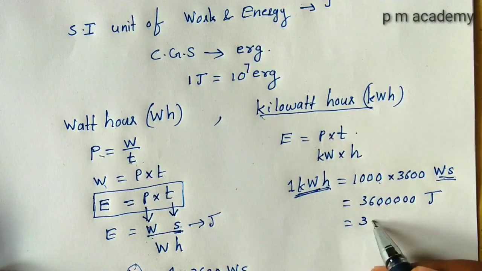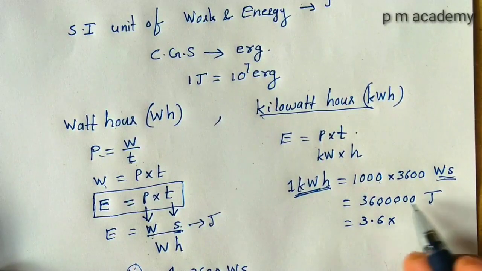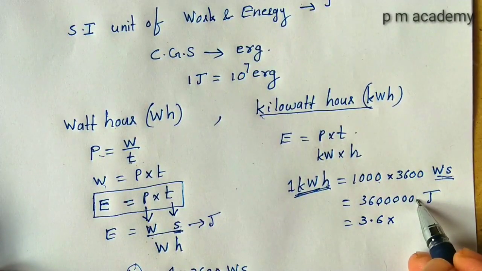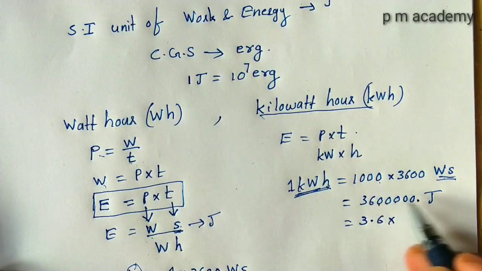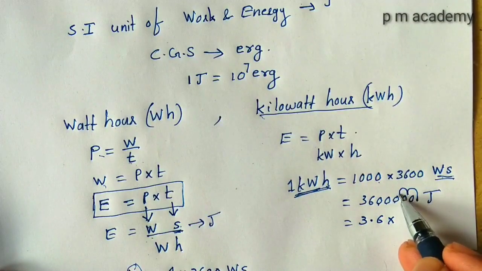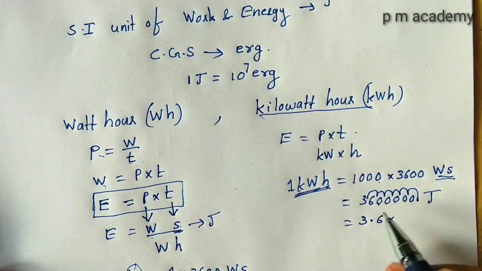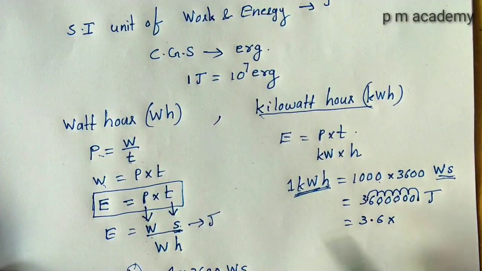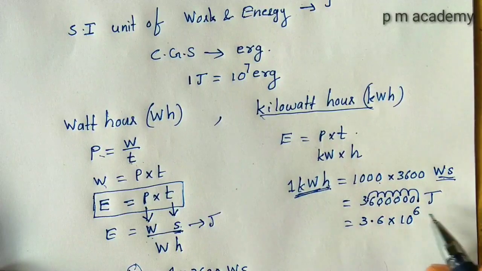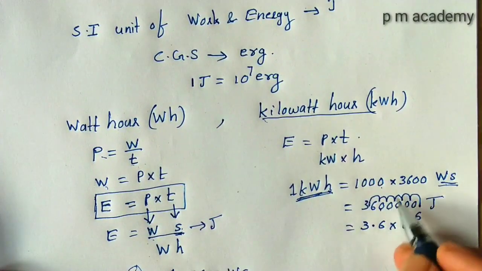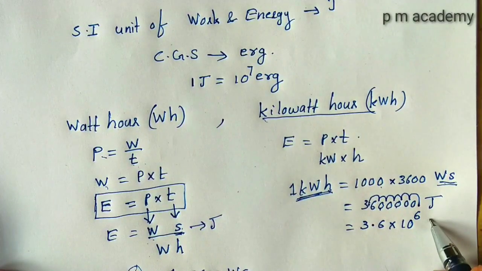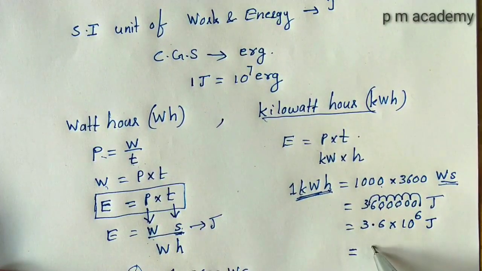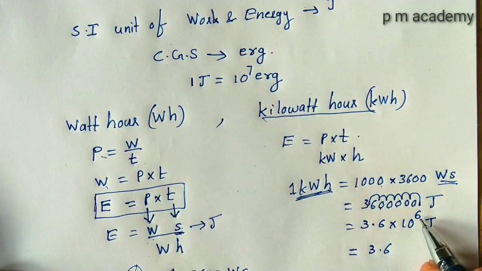In standard form we will write 3.6 into, in this number here is a point. In standard form the decimal point should be written after the first non-zero digit. Therefore the point has to shift 1, 2, 3, 4, 5, 6 digits to the left. Therefore it will be written as into 10 raised to 6. If the point is shifting towards left, you have to write 10 raised to plus 6. If the point is shifting towards right, then 10 raised to minus 6.